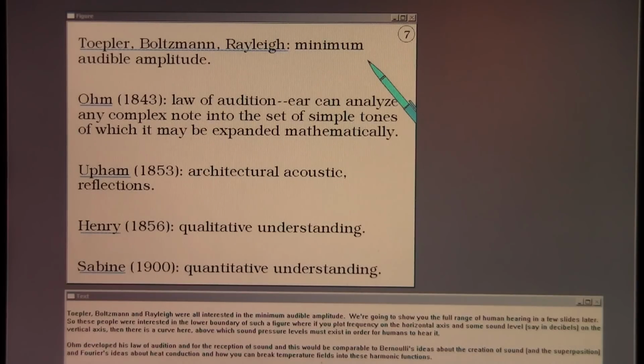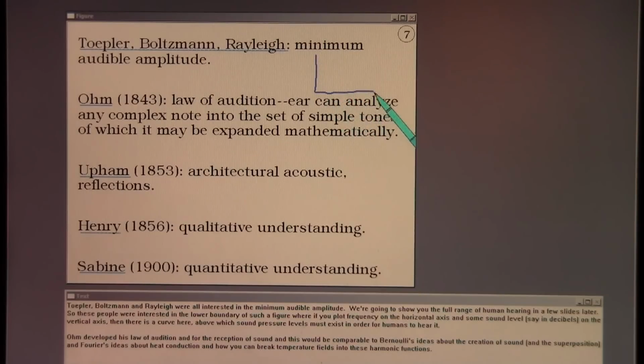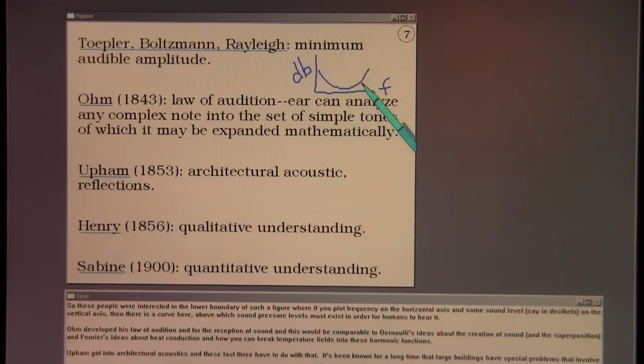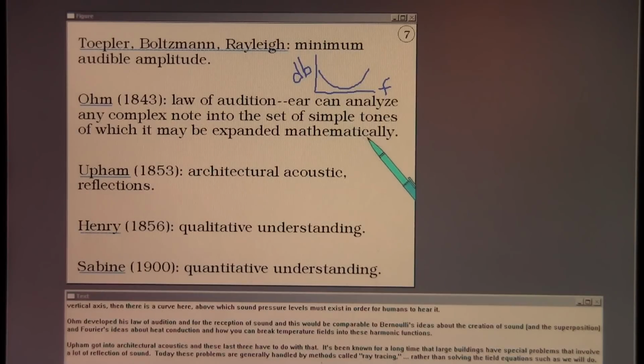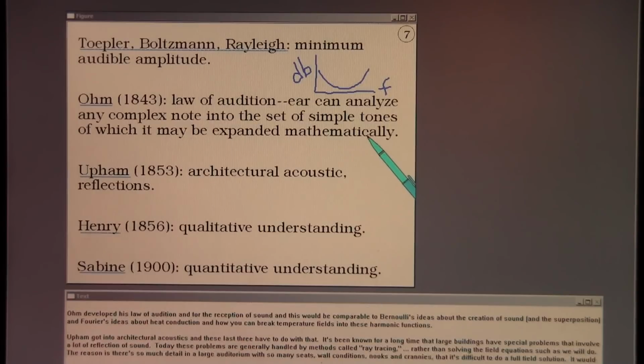So these people were interested in the lower boundary of such a figure where if you plot frequency on the horizontal axis and some sound level, say in decibels, on the vertical axis, then there is a curve above which sound pressure levels must exist in order for humans to hear it. Ohm developed his law of audition, and for the reception of sound, this would be comparable to Bernoulli's ideas about the creation of sound and the superposition, and Fourier's ideas about heat conduction and how you can break temperature fields into harmonic functions.